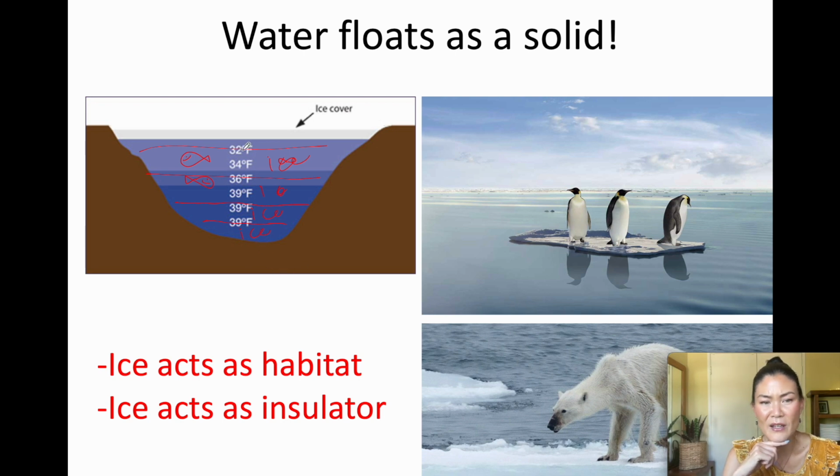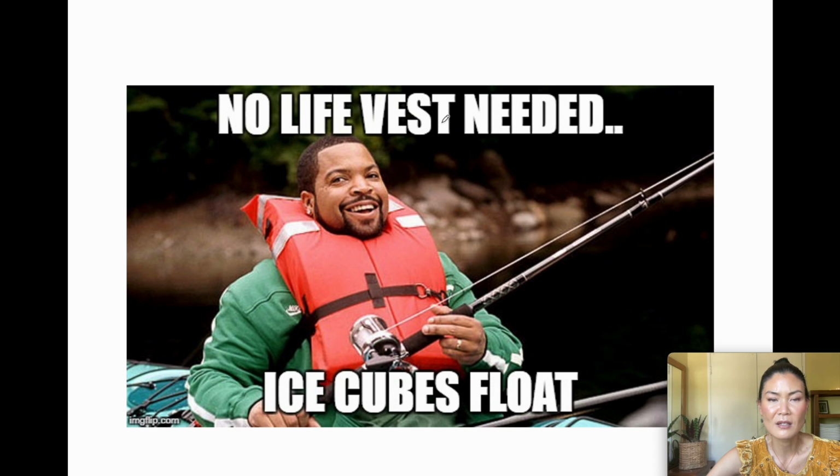And it's only in the last like 100 years, or maybe thousands of years, that they're really starting to melt. But anyways, ice, because it floats as a solid, acts as an insulator. It acts as habitat, which is extremely important for ecosystems and animals that live in those polar habitats.